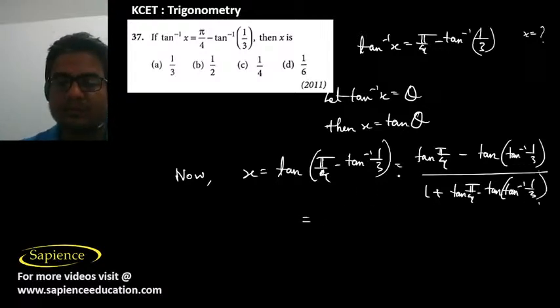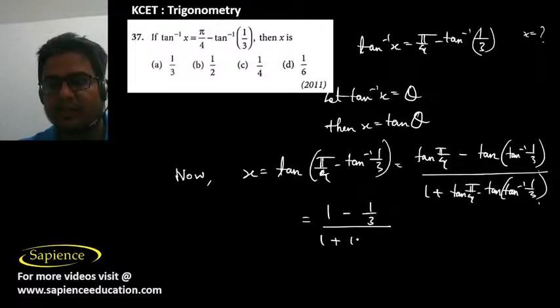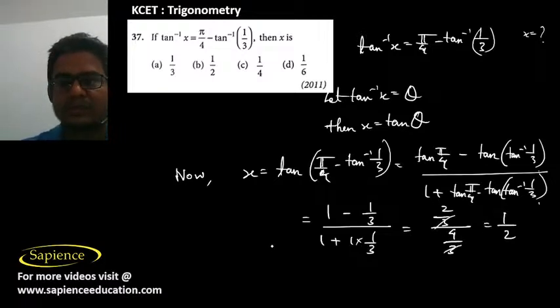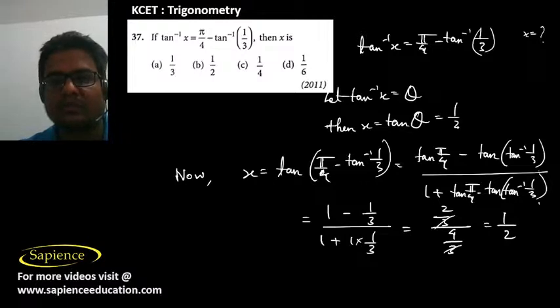So this will be tan pi by 4 is 1, minus tan of tan inverse 1 by 3, by 1 plus 1 into 1 by 3. So this will be 2 by 3 by 1 plus 1 by 3, that is 4 by 3. So that is 2 by 4, which is 1 by 2. So x is equal to 1 by 2. So option B is the correct answer.